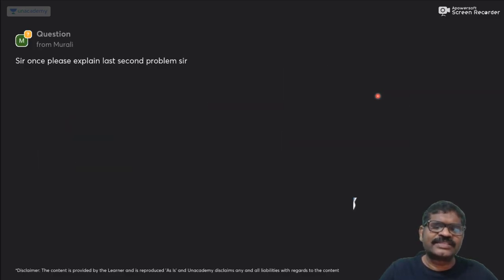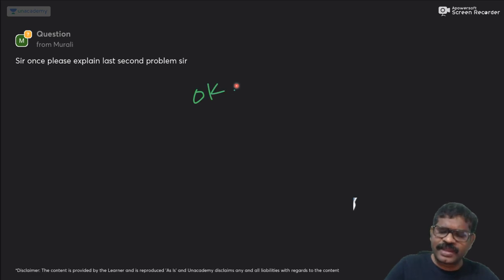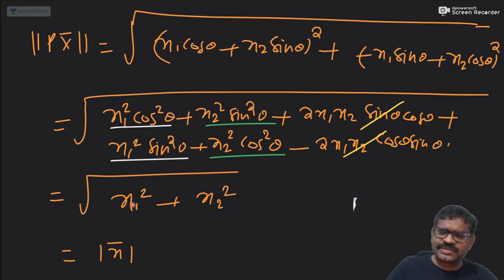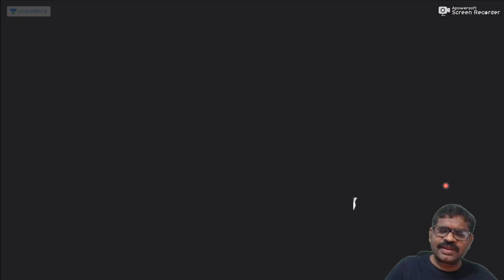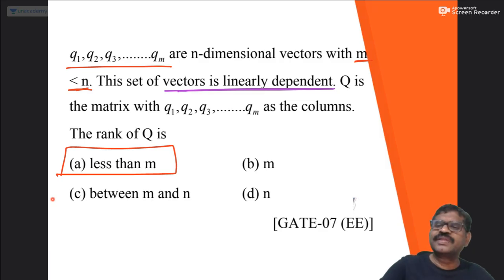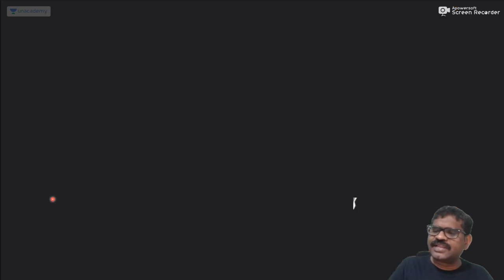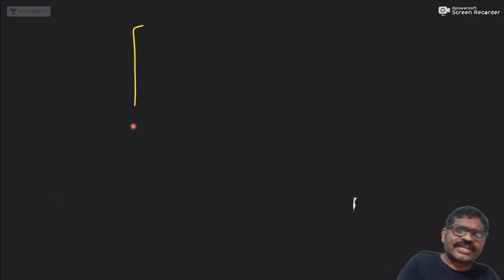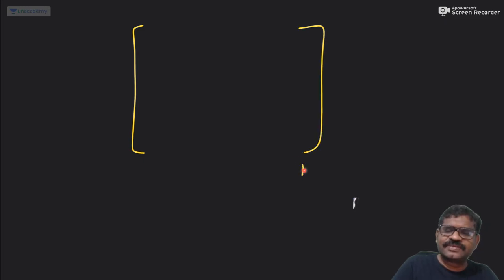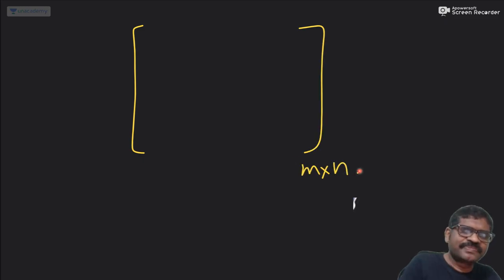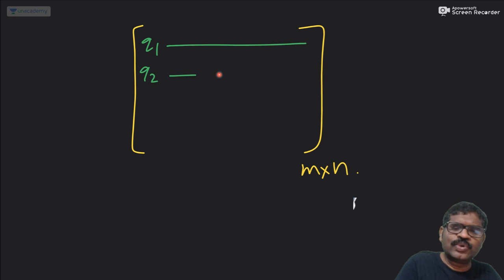Please explain the last second problem. Okay, last second. Last second is this one. Murali, observe. This is nothing but they have provided m vectors of dimension n. You have arranged first vector q1 like this, q2 like this, qm like this.